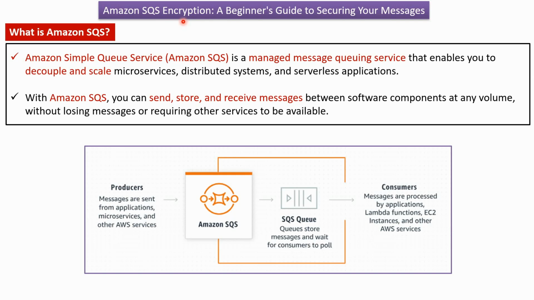In this video tutorial, I will explain encryption in Amazon SQS. What is Amazon SQS? Amazon SQS is a managed message queuing service that enables you to decouple and scale microservices, distributed systems, and serverless applications. With Amazon SQS, you can send, store, and receive messages between software components at any volume without losing messages or requiring other services to be available.